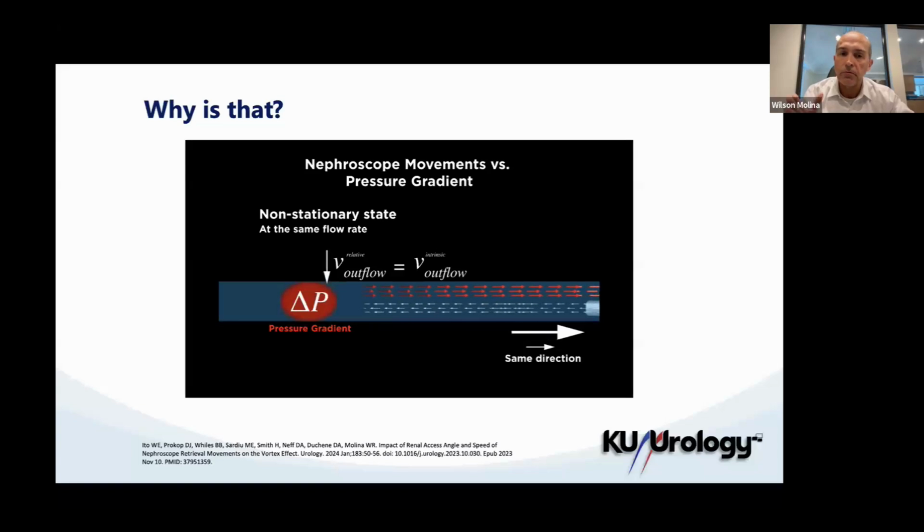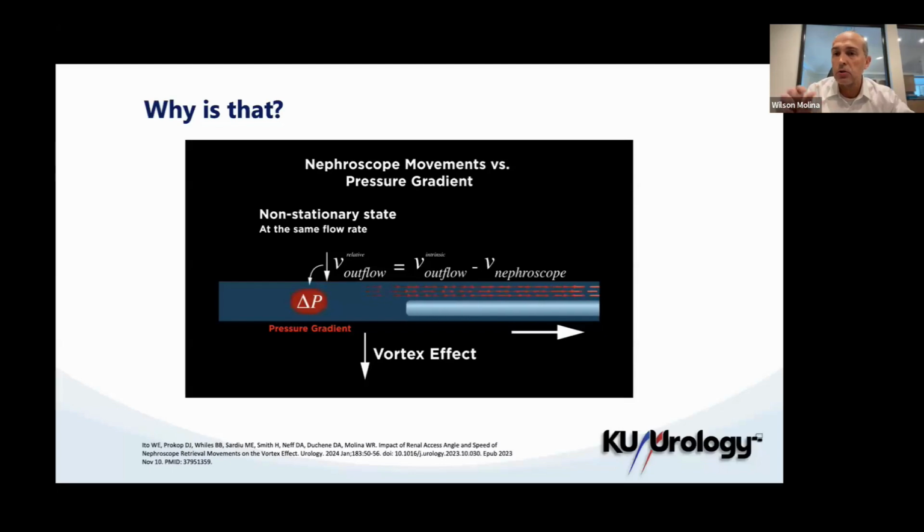So what happens then, the flow starts going slower and slower as you retrieve your nephroscope, to the point that if you retrieve too fast, the flow will stop, and then you stop the pressure gradient that retrieves the stone. That's why you have to have a perfect speed to retrieve the nephroscope, so that the relative speed doesn't decrease too much and interfere with the pressure gradient. That's how that works.